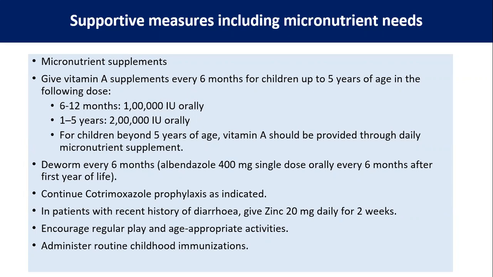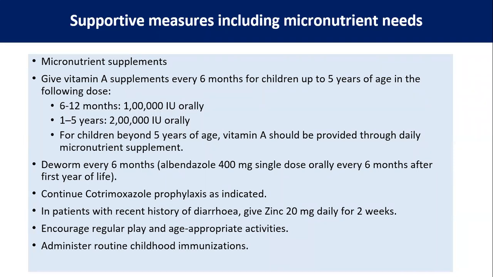And continue the cotrimoxazole prophylaxis, as indicated, because we have seen that simple cotrimoxazole can prevent PCP and various other infections like community-acquired pneumonia or diarrhea, because it is a very good drug which keeps the concentration at a baseline, and therefore many infections can be prevented. Any patient who has a recent history of diarrhea, we have to always give zinc at a dose of 20 mg, or 2 mg per kg per dose, for a total period of 2 weeks.